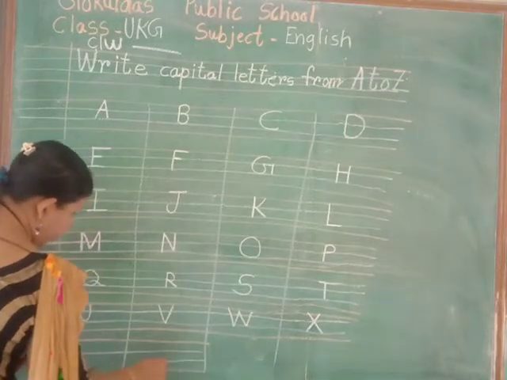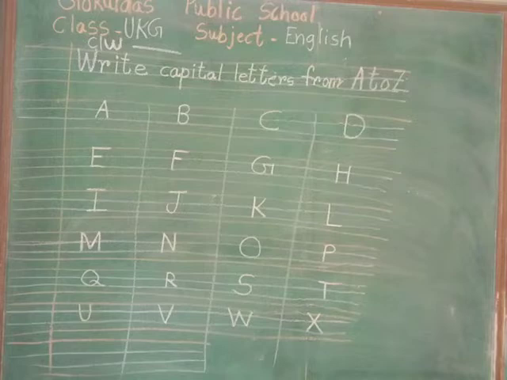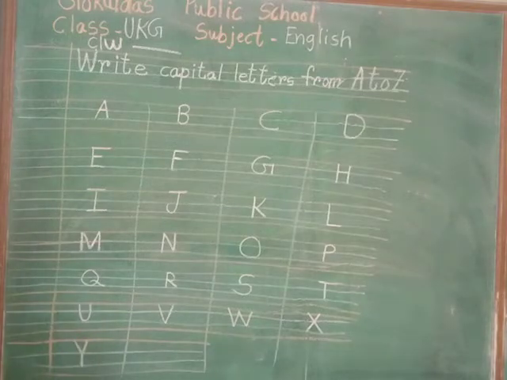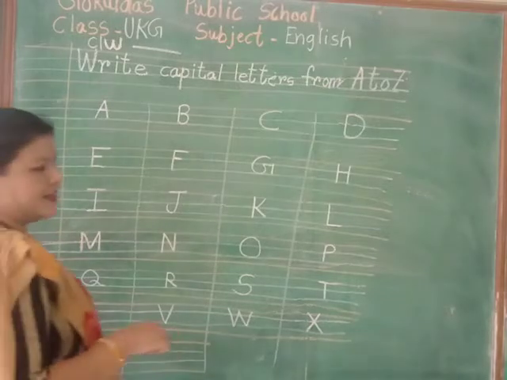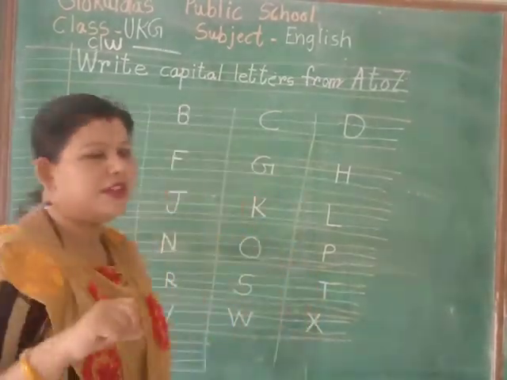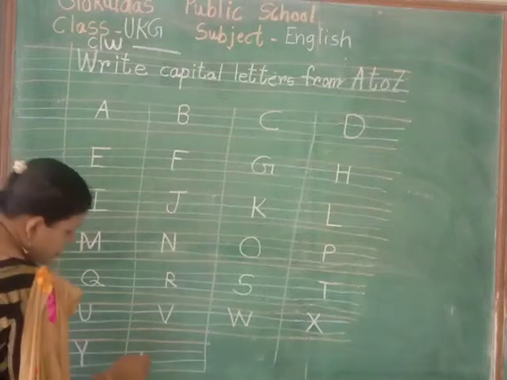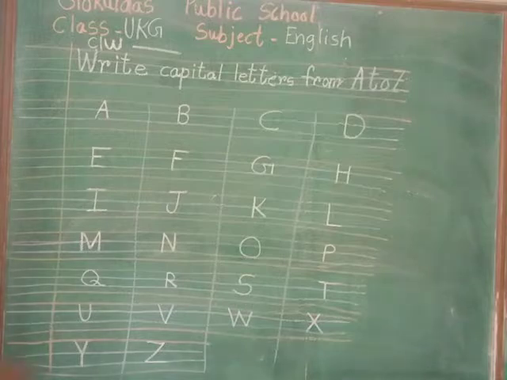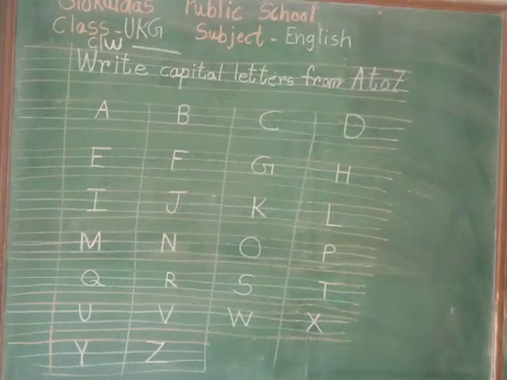Hurry up. Now write here, Y. Say and write, everyone. Done this? After Y, which letter will come? Yes. Very good. Say loudly. Which letter will come here? Z. Very good. Now write here, Z. Now done this? Hurry up. I will give you 1 minute. Write down fast.